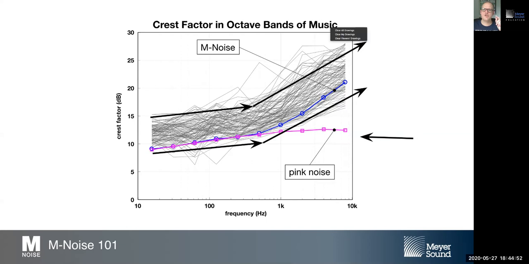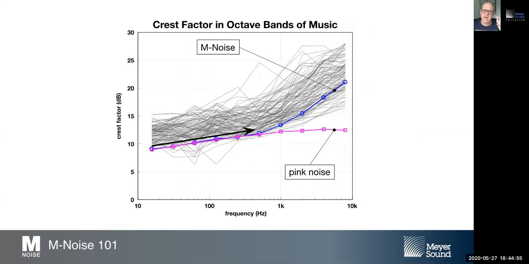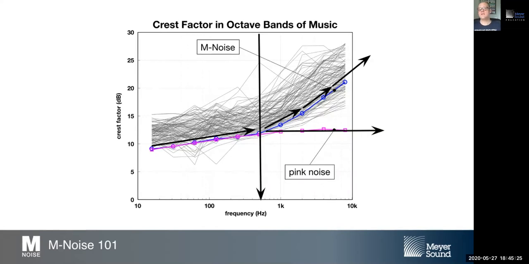Because the blue line shows you the crest factor as a function of frequency for M noise. And notice that below 500 hertz, which is to the left over here, M noise and pink noise are functionally the same. They have functionally the same crest factor as a function of frequency. However, if we now go up in frequency, pink noise would remain functionally the same, whereas M noise now has a crest factor that rises like music. And that is the reason why we claim that this test signal, which we're about to listen to, is a superior approximation of the actual program content that you and I ultimately end up listening to, a better proxy than pink noise, which we have been using historically.